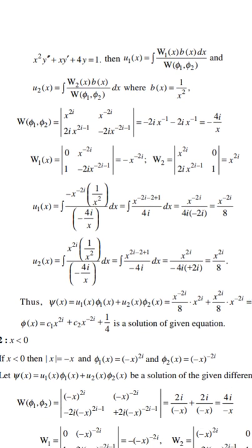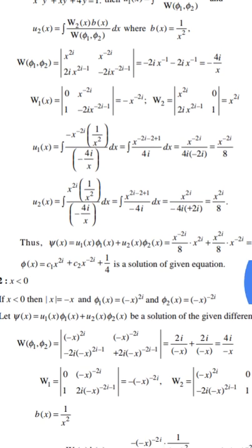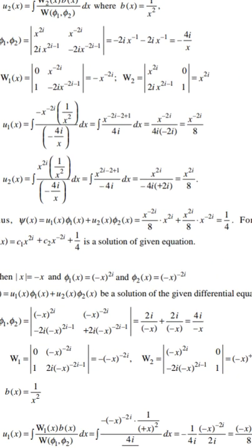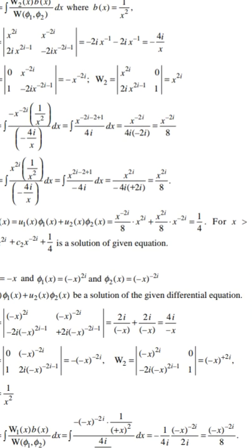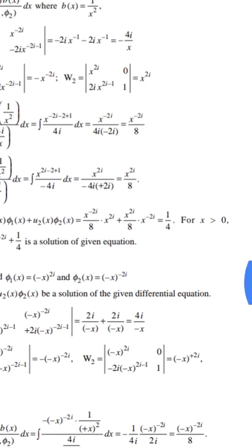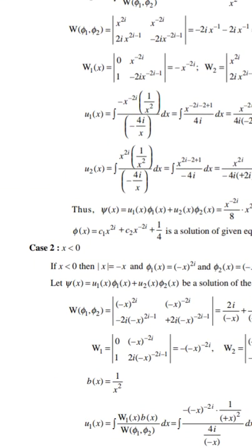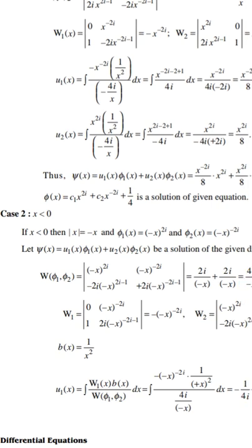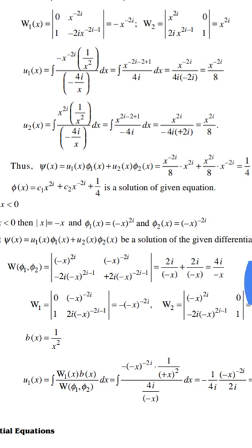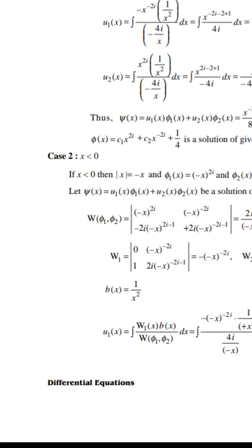Thus psi of x equals u1 of x phi 1 of x plus u2 of x phi 2 of x, equal to x to minus 2i divided by 8 into x to 2i plus x to 2i divided by 8 into x to minus 2i, equal to 1 by 4 for x greater than 0. Phi of x equal to c1 x to 2i plus c2 x to minus 2i plus 1 by 4 is the solution of the given equation.